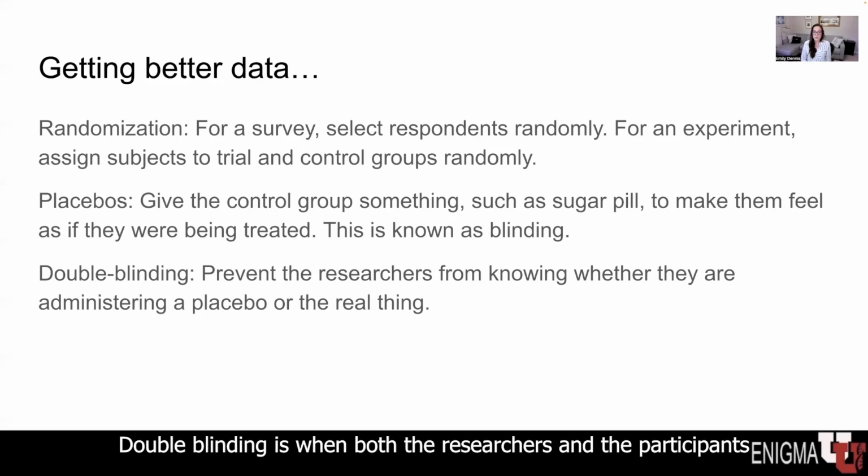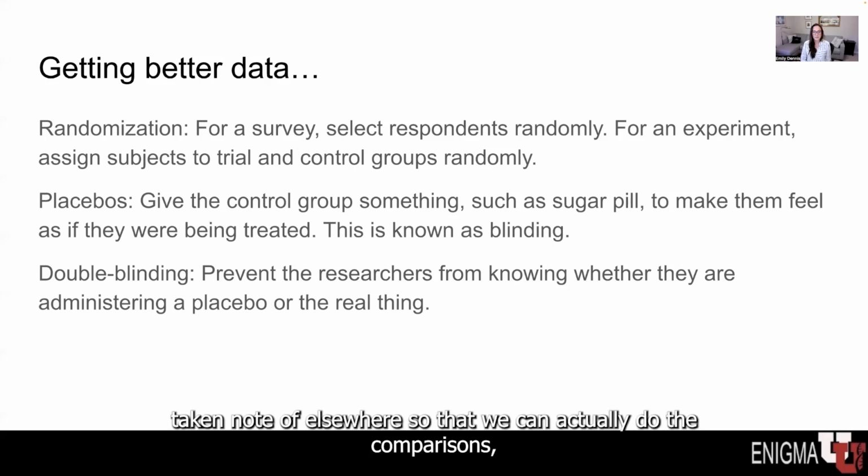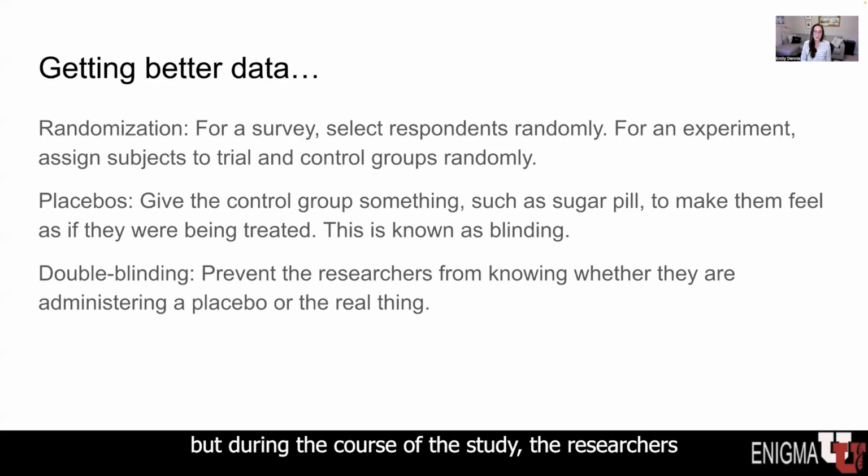Double blinding is when both the researchers and the participants don't know if they've been given a real intervention, a real drug. And this is important because just like human participants can impact outcomes based on their expectations, human researchers can impact outcomes. If they know that a participant has been given the real thing, they might act differently towards the participant than somebody that they know has been given a placebo. And so in these cases, for double blinding, researchers and participants don't know if they've been given a placebo or a real intervention. Of course, this is taken note of elsewhere so that we can actually do the comparisons, but during the course of the study, the researchers don't know what condition people are in.